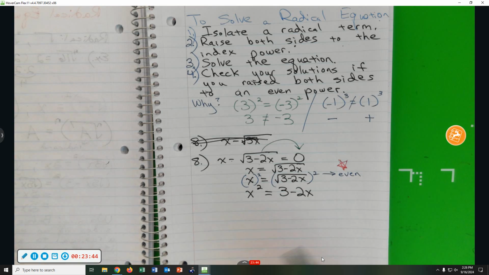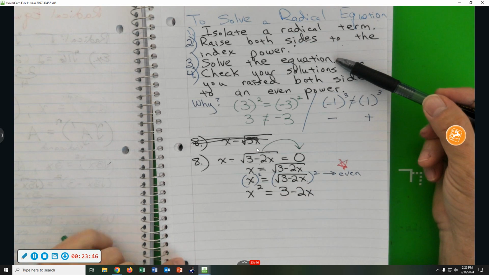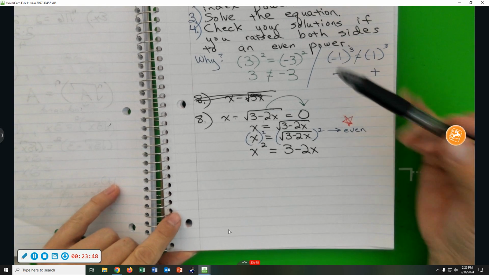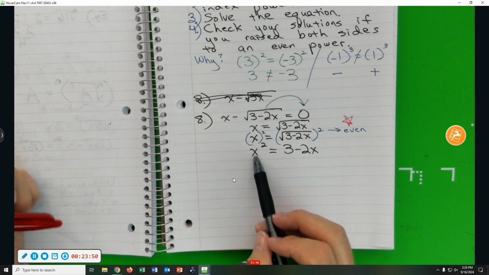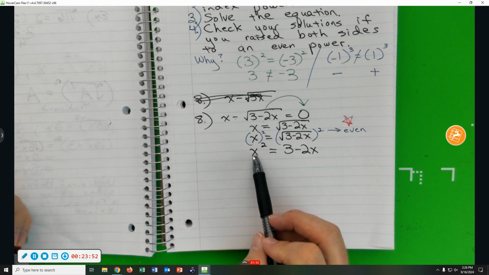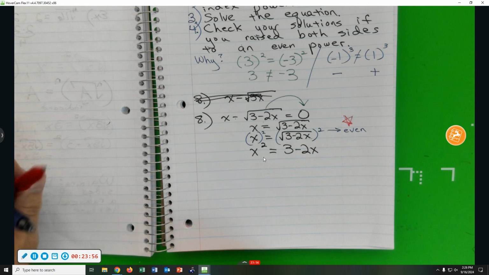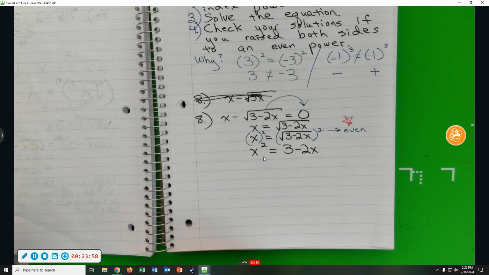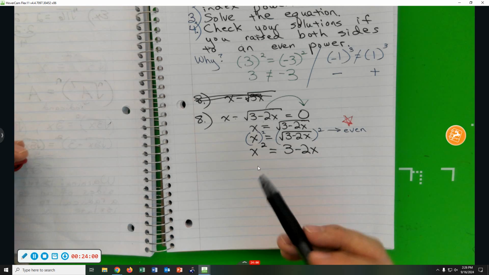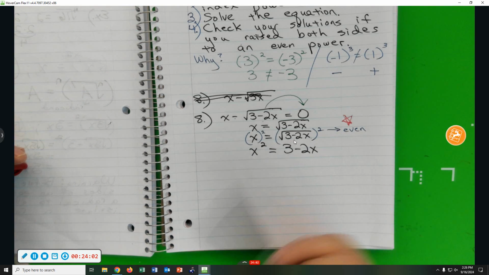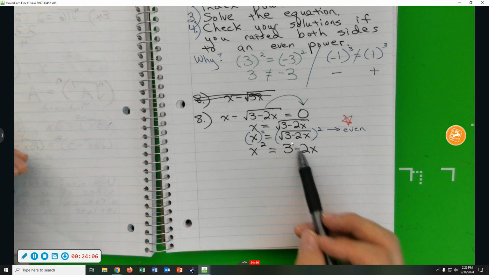So we're now at this third step. We're going to solve the equation. This is quadratic. We'll either factor or use the quadratic formula. Either way, we need 0 on one side of the equation. Where do you think I'm going to get 0? On the left side or on the right side? The right side, I agree.